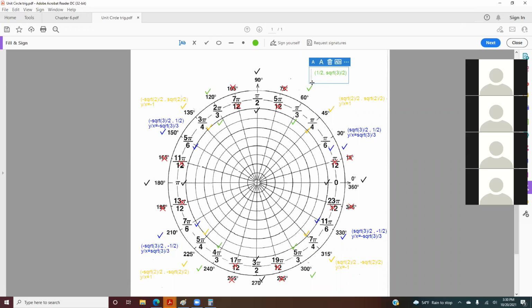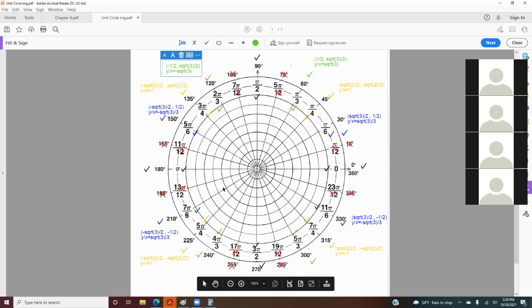And then as usual, the y over x in this case is square root of 3. So what do you notice about 30 and 60? Your coordinates are switched around. And the 60 corresponds to 120. So you will still have the 1/2 and the square root of 3 over 2, but then your x value will be negative. And when you divide, it'll be negative.